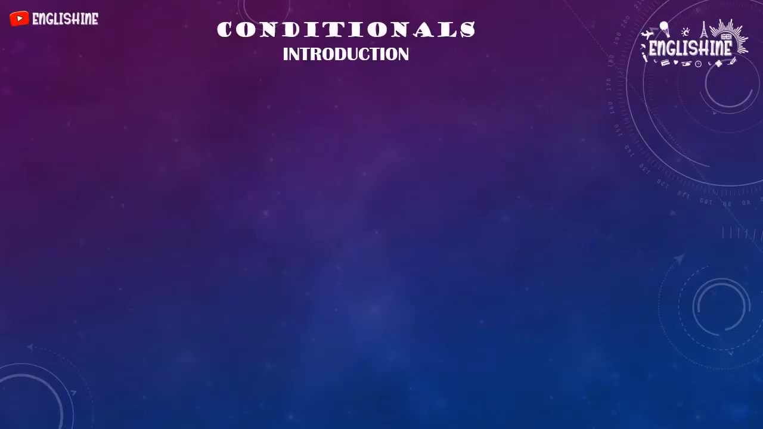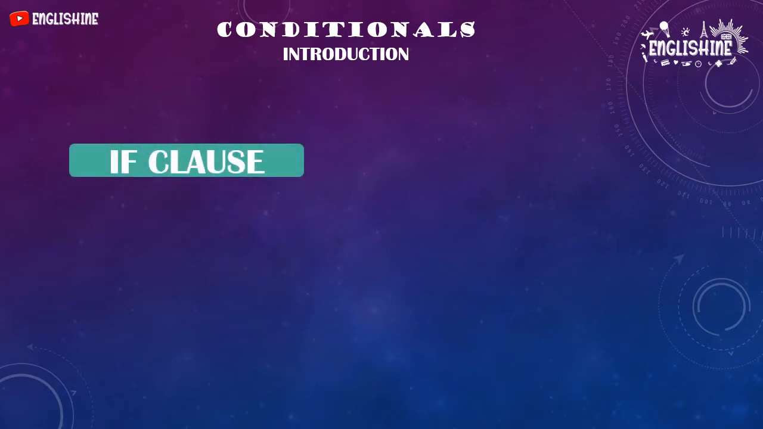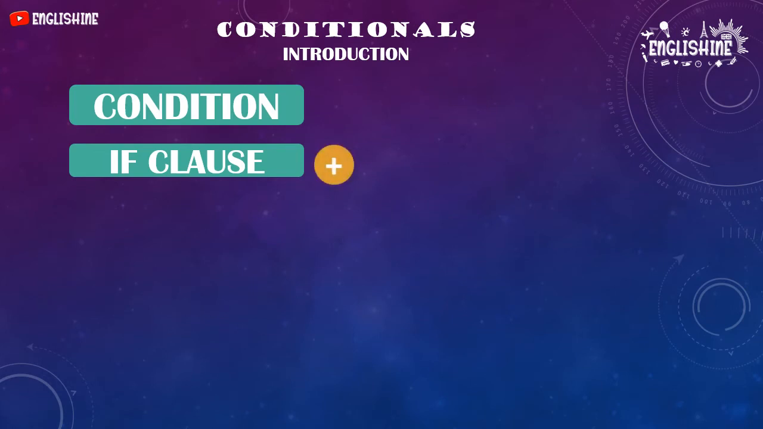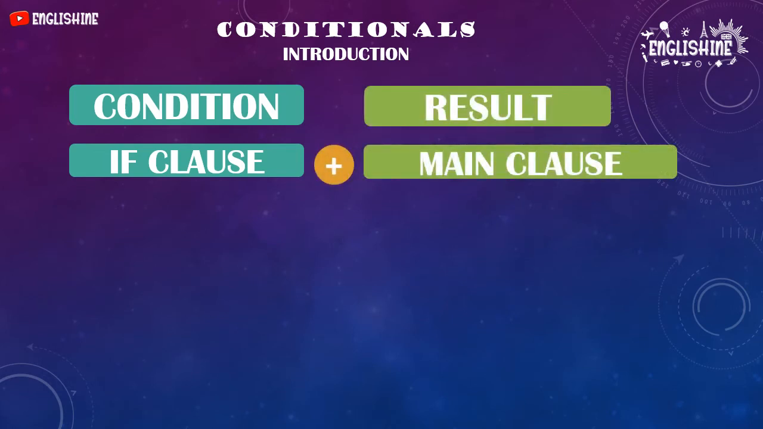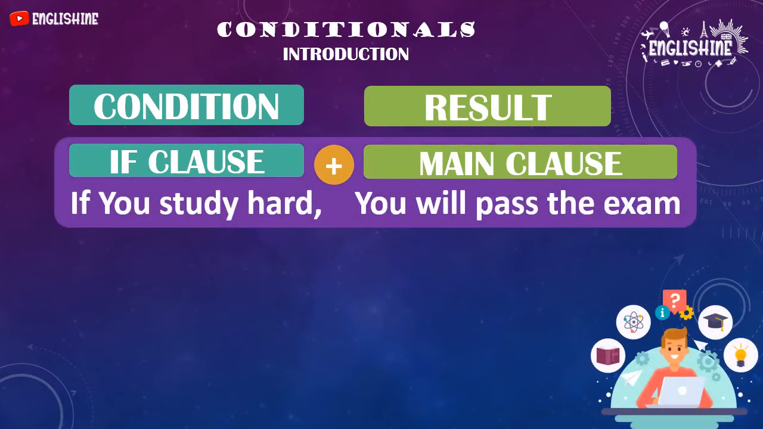Conditional sentences consist of two parts: the if clause, which is a condition, and the main clause, which is a result. For example, if you study hard, you will pass the exam. If you study hard is the if clause, the condition.